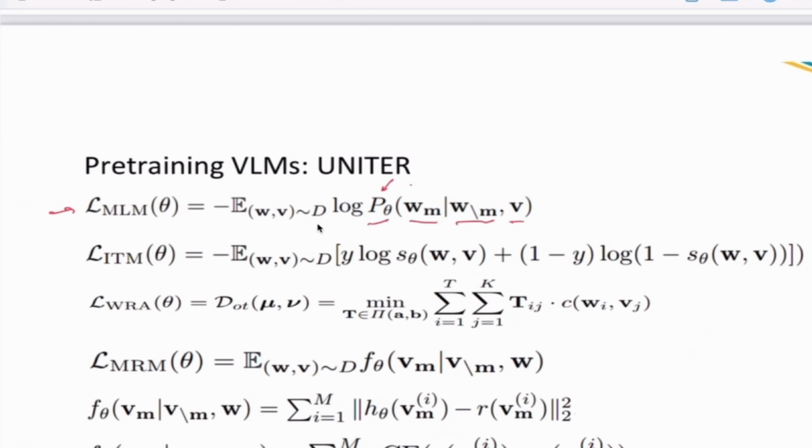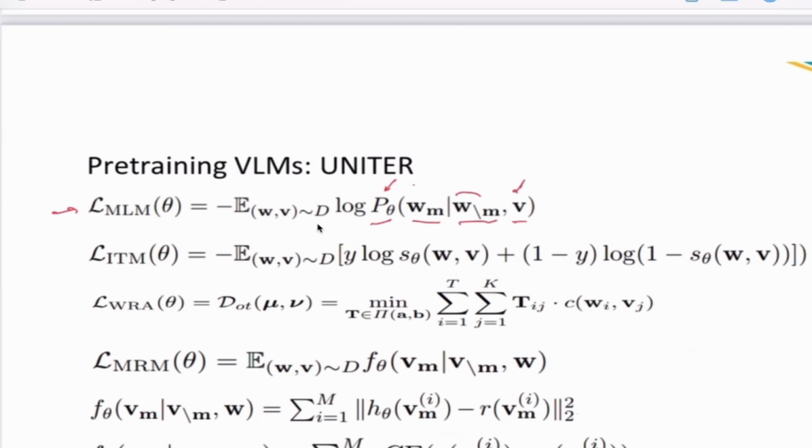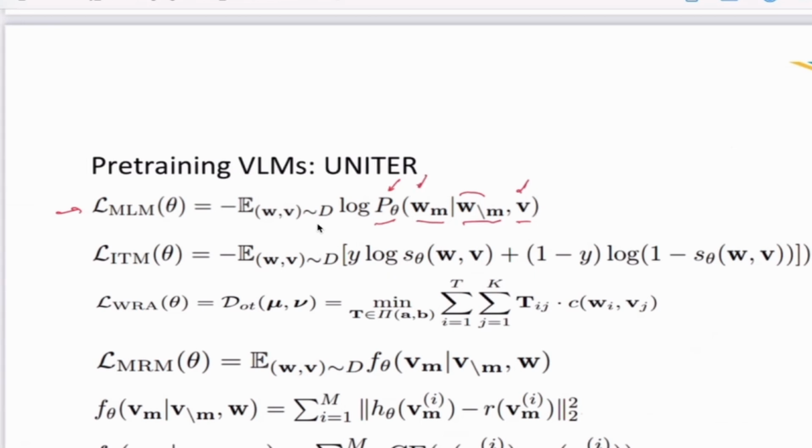So you are given the unmasked, visible tokens. This w with a slash m means visible token, unmasked token. These are vision tokens, the region tokens, and your network needs to give you the probability of the masked words which you have masked. Simple, using negative log likelihood. So this is the negative log likelihood function. We have studied this in detail.